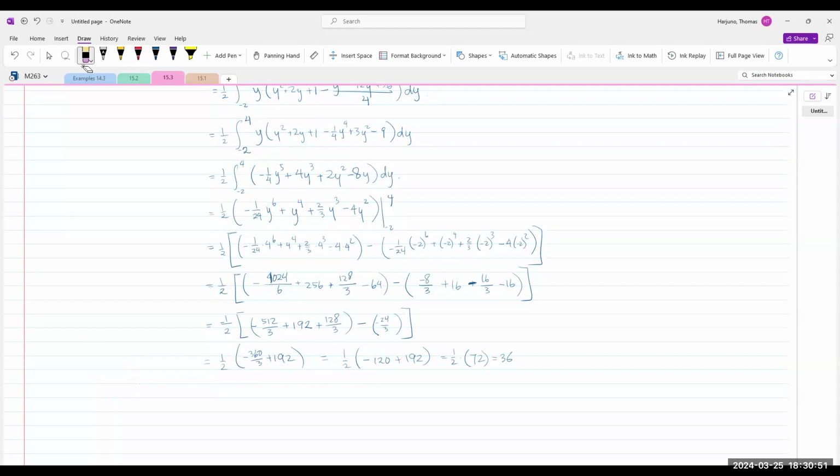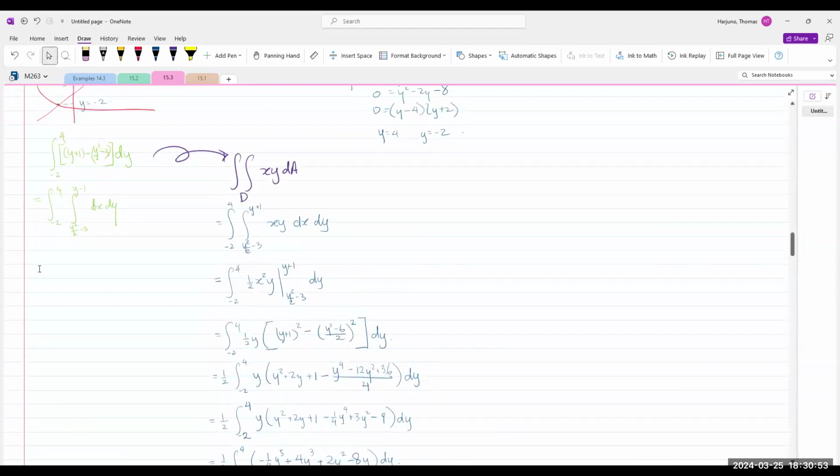Yeah, but you see that it basically starts from this one mistake here. The sign should be y plus 1 instead of y minus 1.